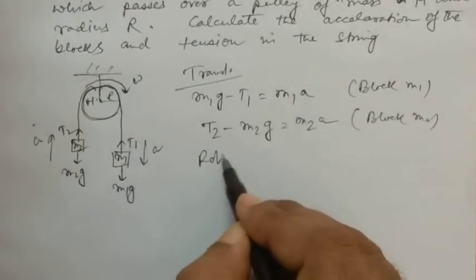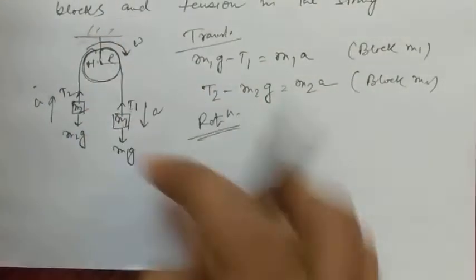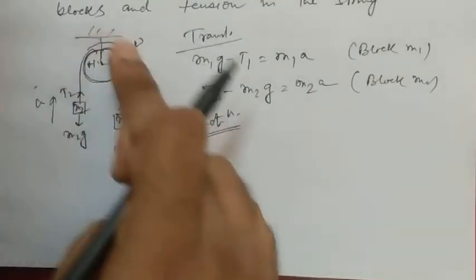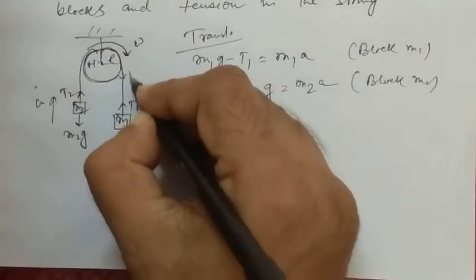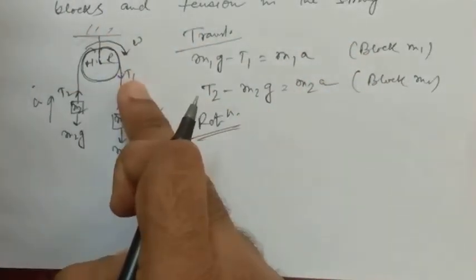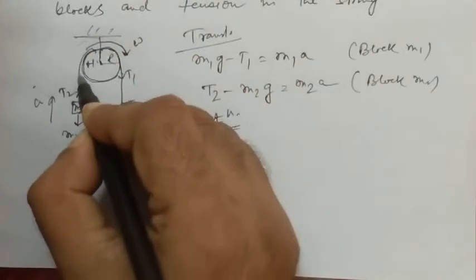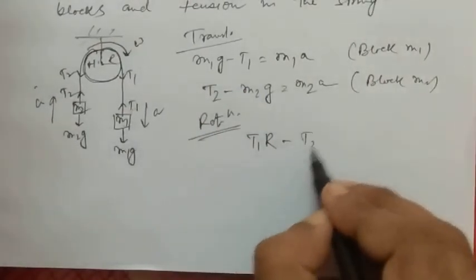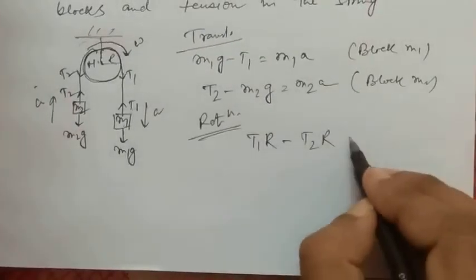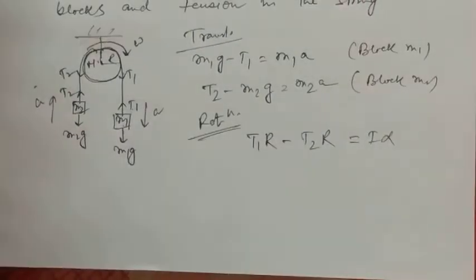So for rotational motion, the equation will be, as the block m1 falls downwards, the pulley is rotating in a clockwise fashion. So the torque due to the tension force T1 must be more than the torque due to the tension force T2. So T1R, the torque due to T1, minus T2R, the torque due to T2, must be equal to I alpha. Torque is equal to I alpha.